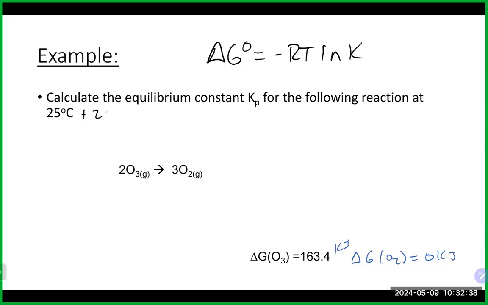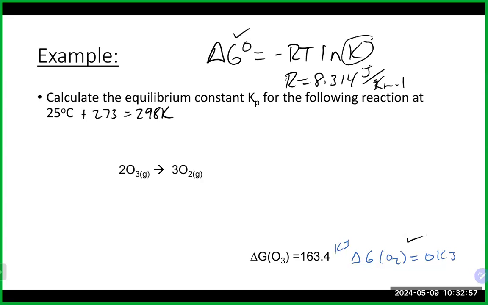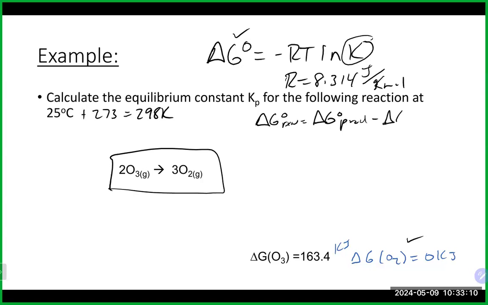Here we do need to convert our temperature into Kelvin. So we got our Kelvin temperature. Remember, R is our constant, and we do want to use the one that involves energy, which is that. There we go. And in this case, we are looking for K. We don't have delta G, but we could go to the table and calculate delta G. In this case, our delta G is going to equal our delta G of our products minus our delta G of our reactants.